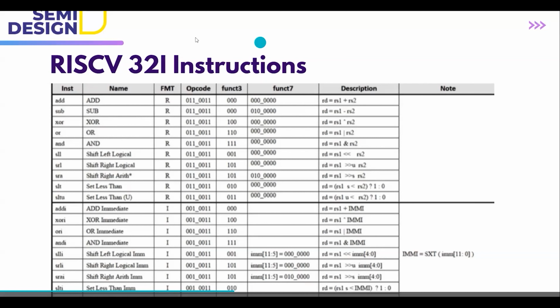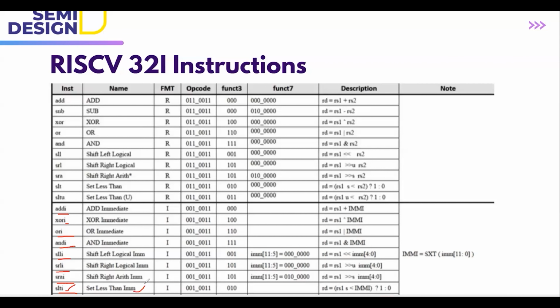If you see here, addition in immediate also we have ADDI, where I will denote immediate. ADDI, XORI, ORI, ANDI, SLLI, that means shift logical left immediate. Shift right logical immediate. Next, shift right arithmetic immediate. Shift less than immediate. SLTI means set less than immediate. So yeah, these are different.